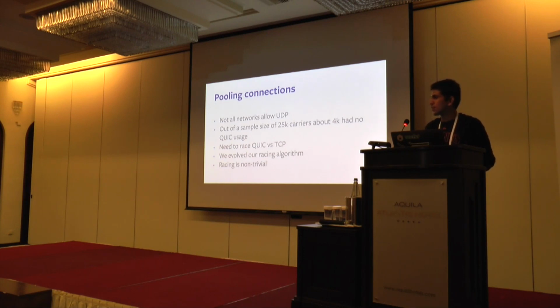We had 4,000 networks which have no samples of QUIC usage at all. So of course this looks really bad. It's like 16% if you do the math, but it looks really bad. It's actually not as bad because those 4,000 networks are all in the tail. So there's a huge tail population which doesn't allow UDP, but it's not really important in the grand scheme of things, but we still have to support the cases where UDP does not work on the network.